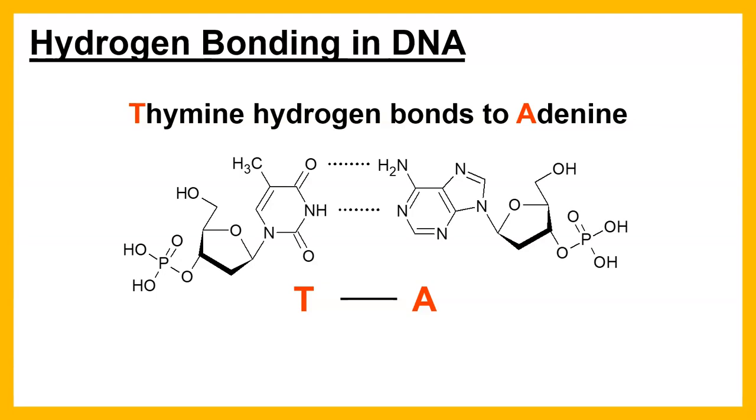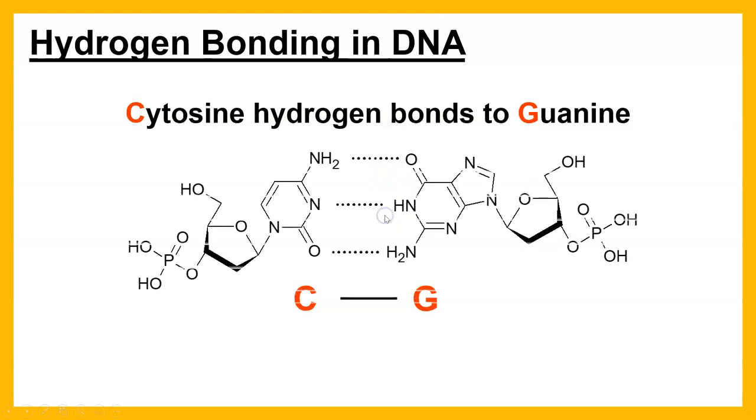So we end up with these very large partial positives and partial negatives, and they can interact. And that's what holds those strands of DNA together. You can see here we get 3 hydrogen bonds.